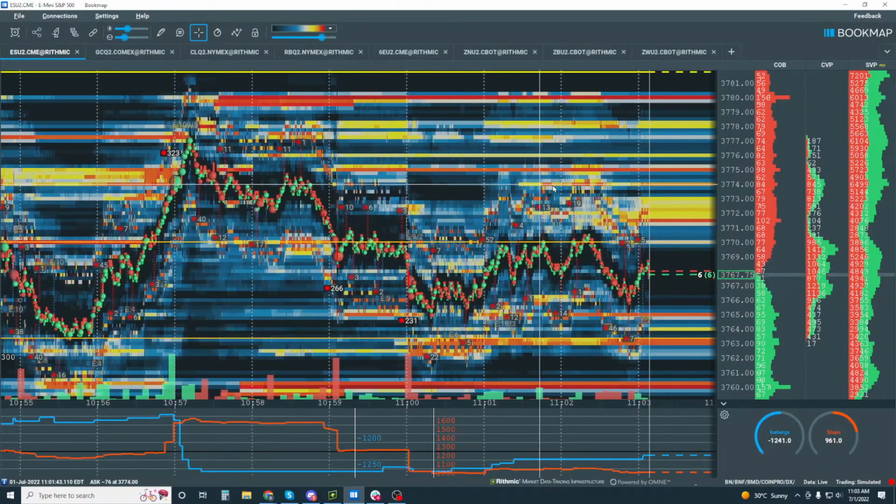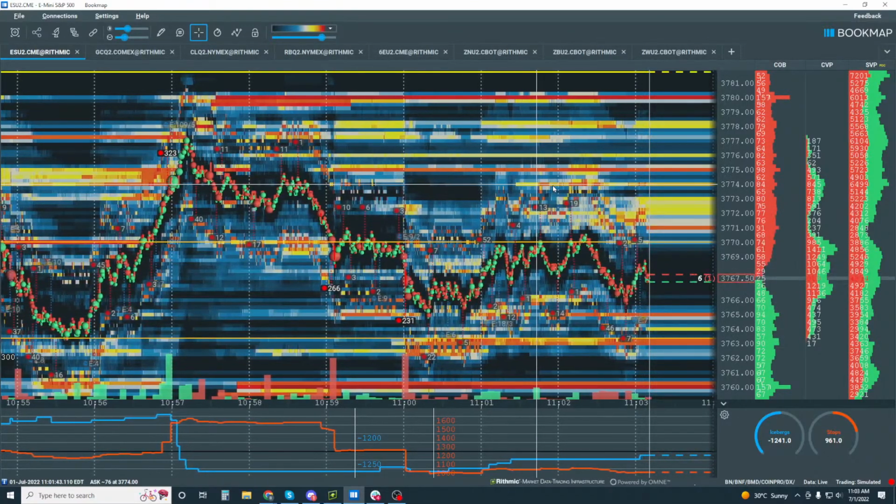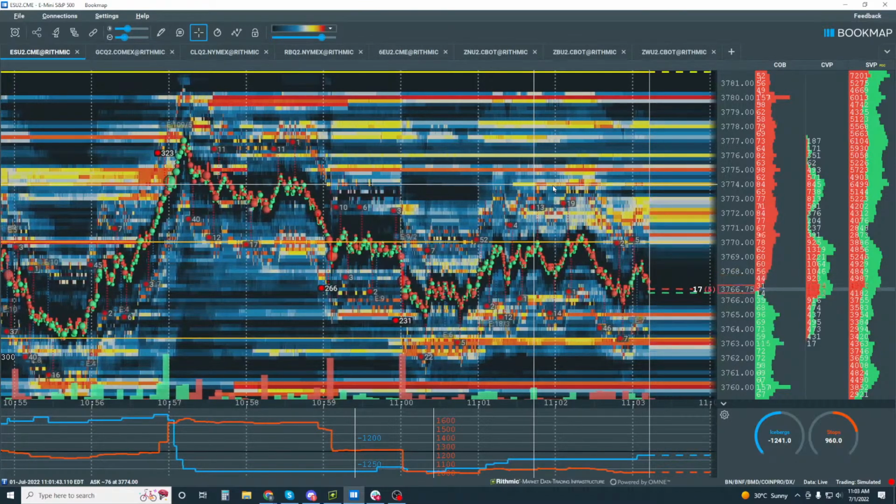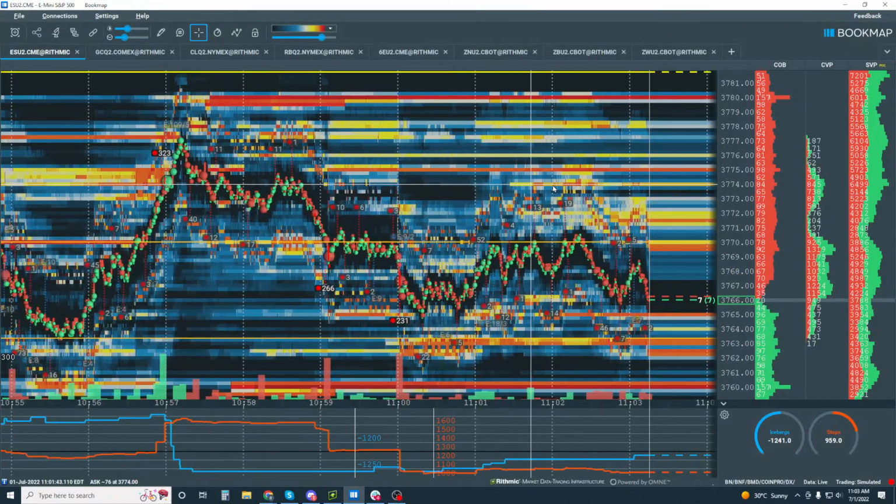Yeah, the volatility is a double-edged sword. It can double or triple your account for sure. It can do the opposite though too.